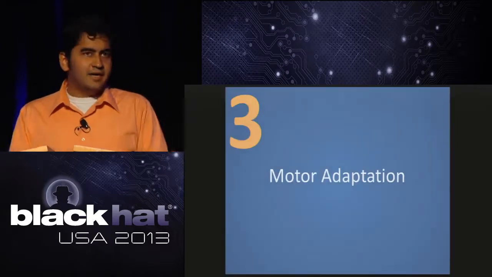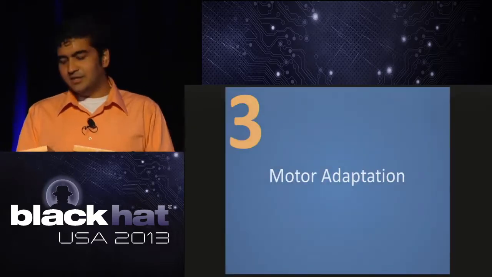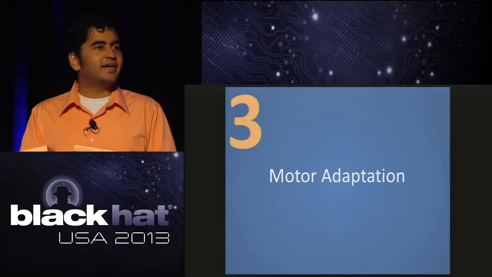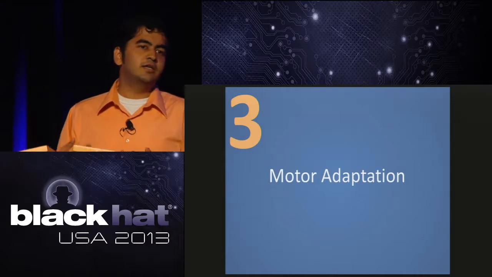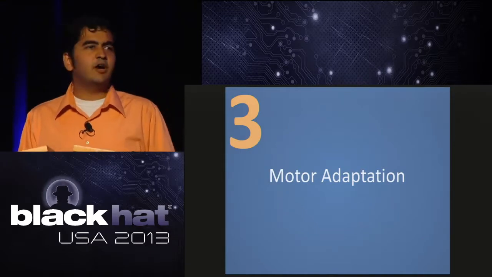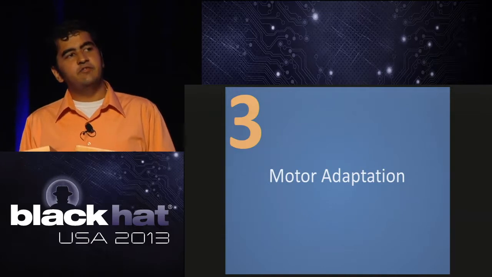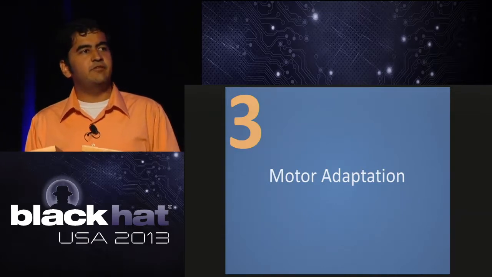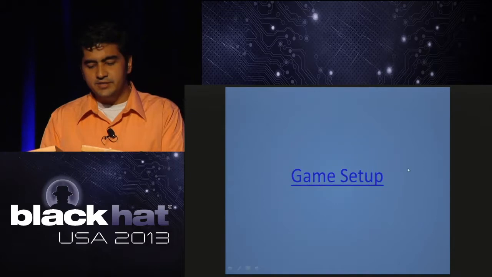All right. The third attack gets into something a bit more interesting. We attack limitations of the human motor system, the motor system being the neural system that controls all our actions. The phenomena we use is motor adaptation, where we get trained to do the same tasks again and again very quickly. So again, the game setup.